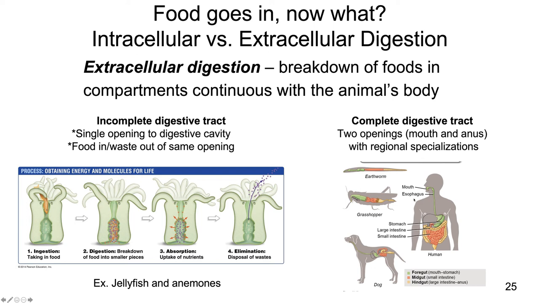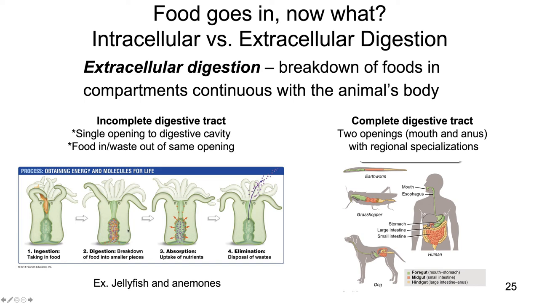And so having each of those specializations, whether you're talking about an earthworm, a grasshopper or other insects, a human, or a dog, having all those specialized regions allows them to become much better at the processes they're involved in. So they're a little bit better at absorption and digestion than you might see in an incomplete digestive tract, because they're so specialized for just that one function instead of a single gut area having to do all of those functions, okay?